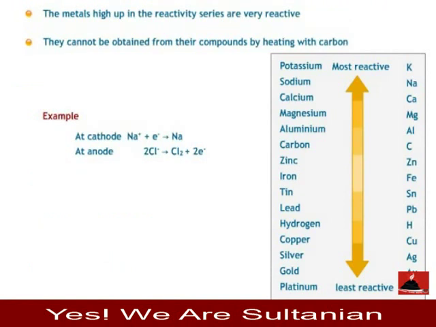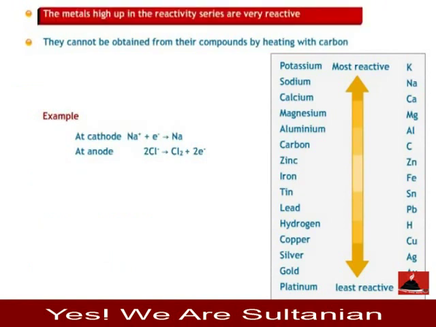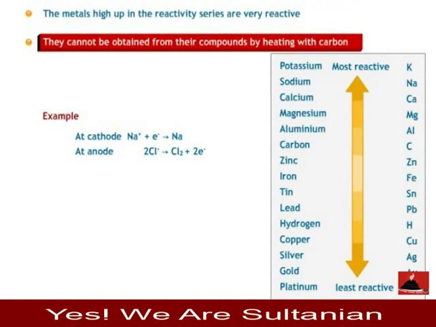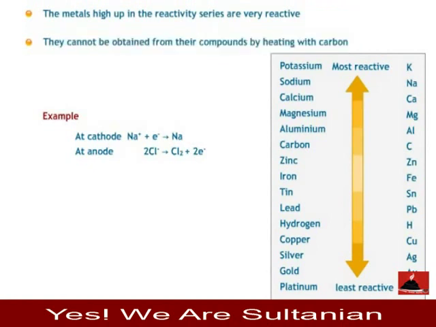Extracting metals towards the top of the activity series. The metals high up in the reactivity series are very reactive. They cannot be obtained from their compounds by heating with carbon. For example, carbon cannot reduce the oxides of sodium, magnesium, calcium, aluminium, etc. to the respective metals. This is because these metals have more affinity for oxygen than carbon.